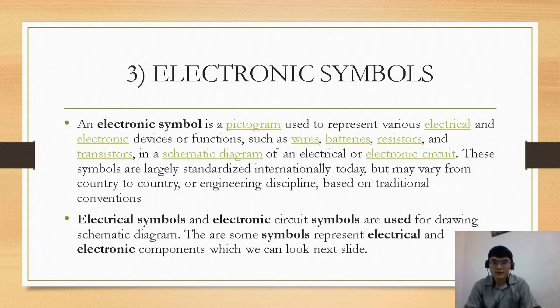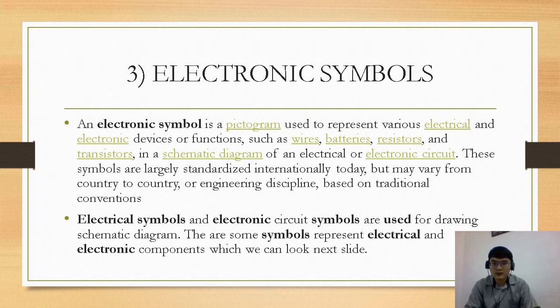Now I will try to explain what an electronic symbol is. An electric symbol is a pictogram used to represent various electrical and electronic devices or functions, such as wire, battery, resistor, and transistor. In a schematic diagram of an electrical or electronic circuit, these symbols are largely standardized internationally today, but may vary from country to country, or engineering discipline, based on traditional convention.